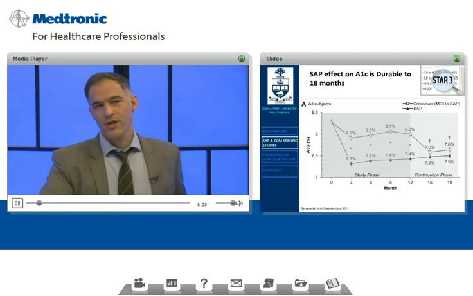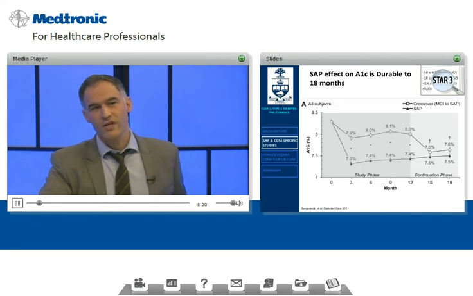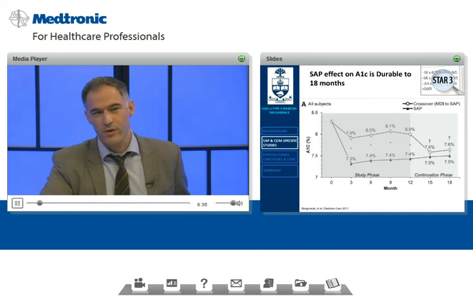All right, so the other thing about the Star3 is that we later published on the continuation phase to see if the effect was durable. And those who improved their A1Cs continued to up to 18 months after randomization. And those who then transferred over after a year from MDI to sensor-augmented pump therapy had a nice improvement as well.